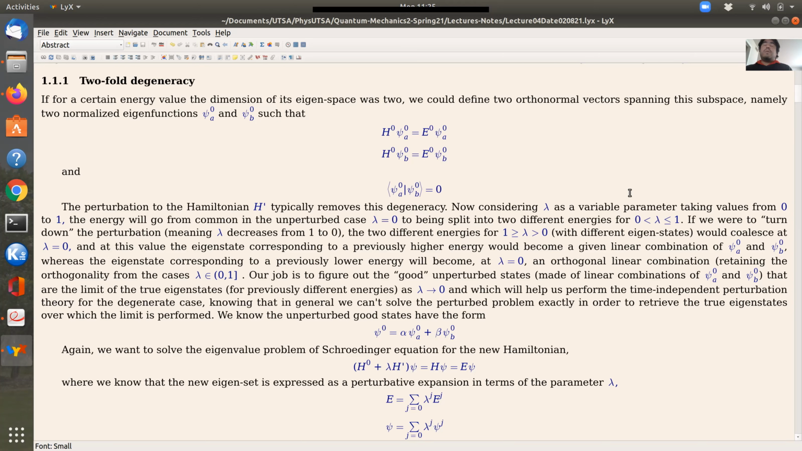And so still thinking of this lambda parameter that at the end of the day we make equal to 1, more about that to come very soon.